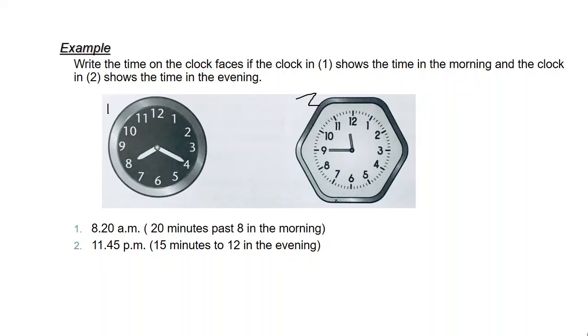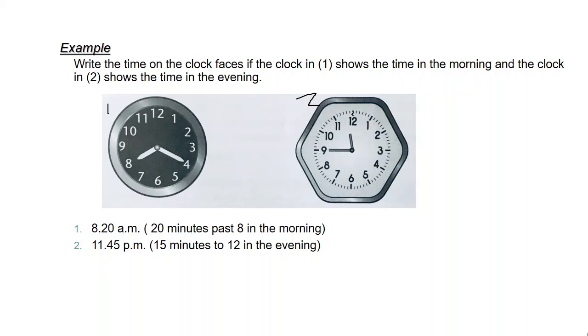Then number 2: we were told this clock shows the time in the evening. The long hand is pointing at 9. The short one is between 11 and 12. If it's between two numbers, the time is always the smaller number, so the time is 11, but you don't know how many minutes have passed. Counting in fives from 12 until here, you can see it's 45 minutes. But since your minutes are more than 30, you don't use the word past. You can't say 45 minutes past 11. You just mention how many minutes are left to go to the next hour.